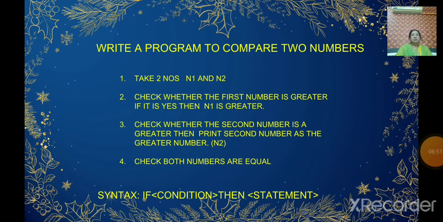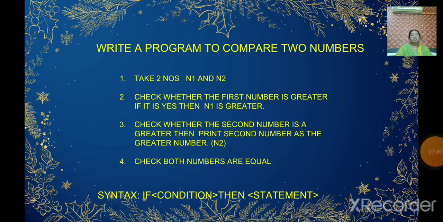Then what is the third step? What if the second number is greater? Then check whether the second number is greater, then print the second number. Which one is the second number here? n2. The n1 is the first number variable. We have taken n1 as the first number and n2 as the second number. Then again, suppose both the numbers are equal, we have to check whether both the numbers are equal. If yes, then print both numbers are equal.